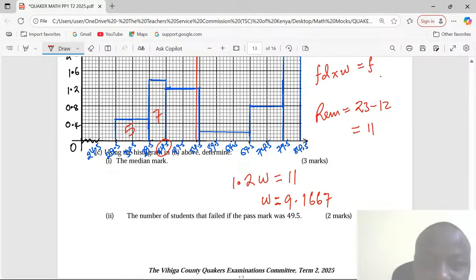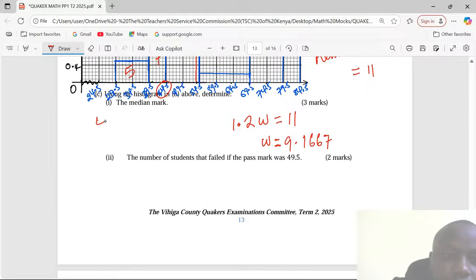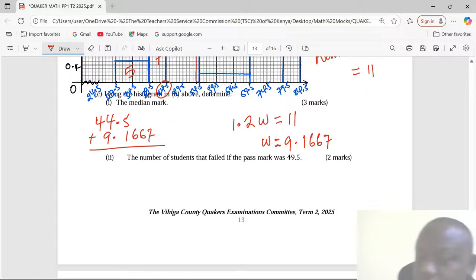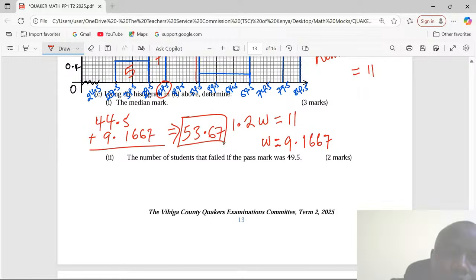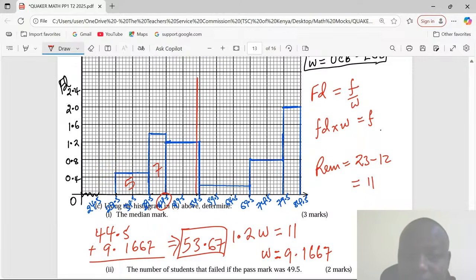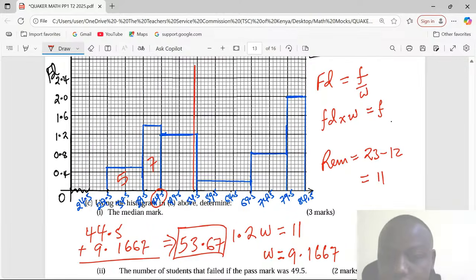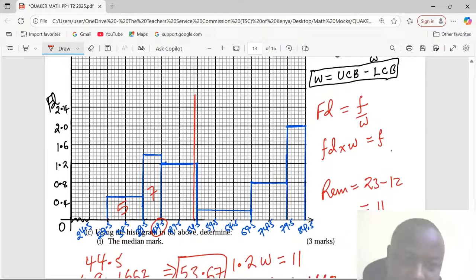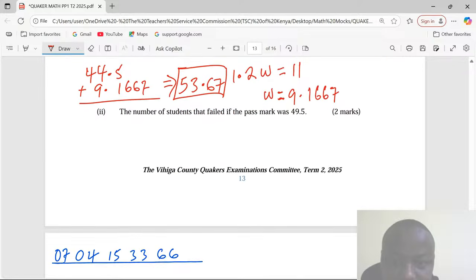So we are taking 44.5 plus the height that we need. This is going to be 53.67 to 4 significant figures. This is the median to 4 significant figures. We just work out the height, which is going to be the mark scored by the middle student.